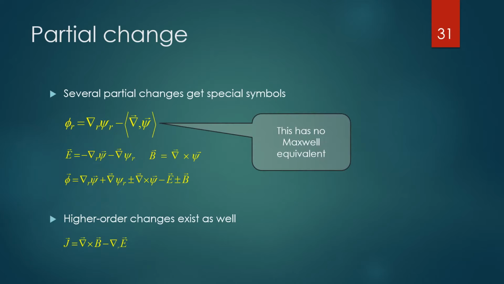In physics, several of the partial changes get special symbols and names. This happens in Maxwell equations for electromagnetic fields. The real part of the change has no equivalent in the Maxwell equations. Also, some higher-order changes get special symbols and names.